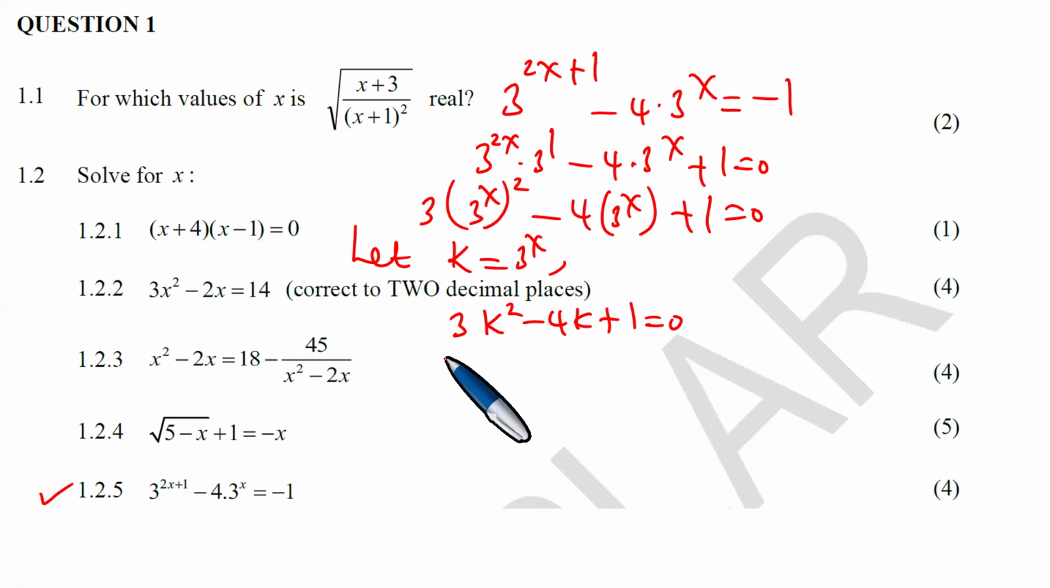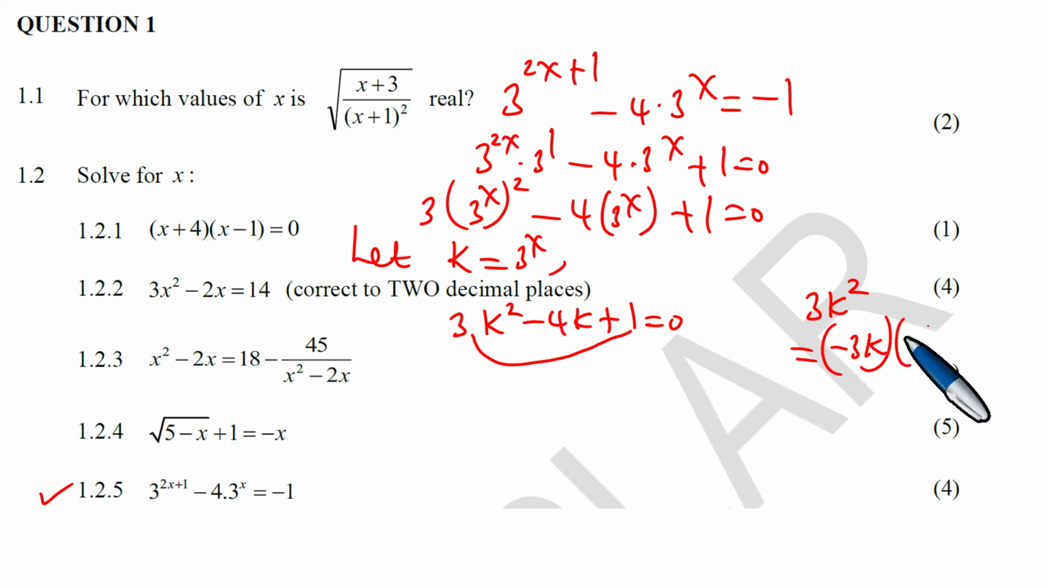We do factorization. We can get back to the basics a little bit. We take the factors of 3. We take 3k squared, multiply by 1, and that gives us 3k squared. We look for the factors of 3k squared that will give us minus 4k, and those factors are obvious. They are minus 3k together with minus k, because if you multiply minus 3k and minus k, they give us 3k squared, yet minus 3k minus k gives us minus 4k.